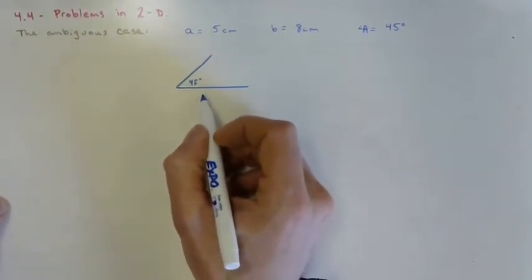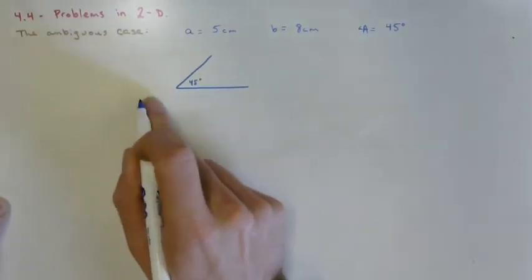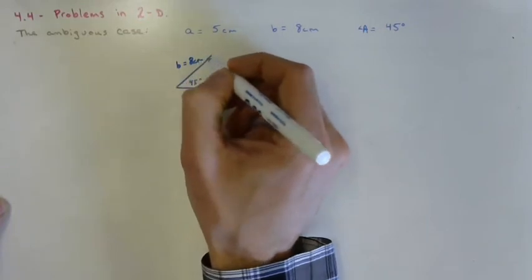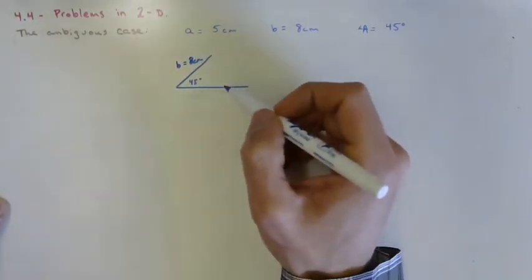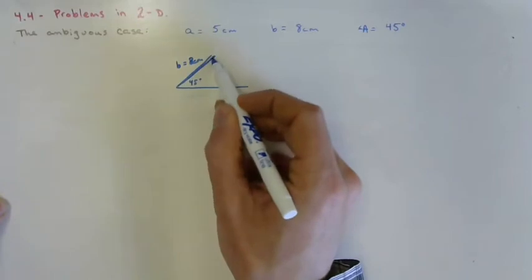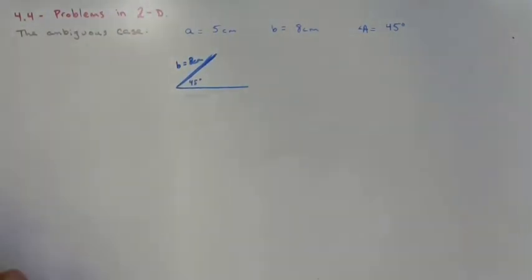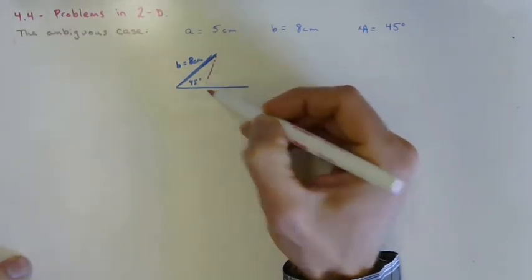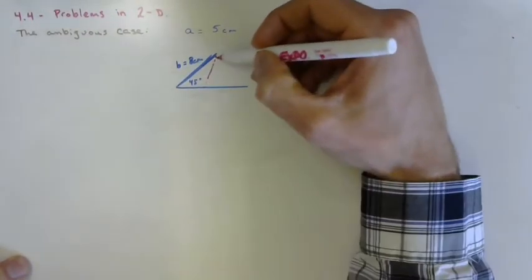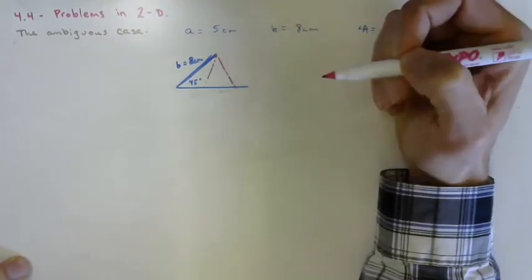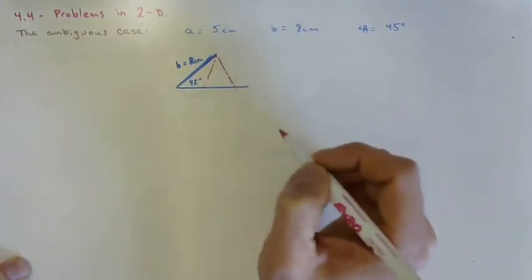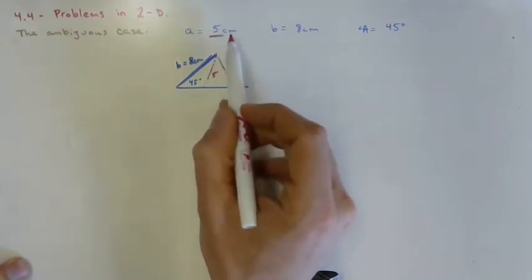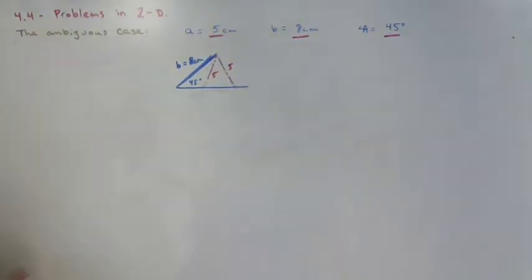So let's call this side B. We're going to call this side B equals 8 centimeters. And it turns out that, if I've done my drawing okay, which I probably haven't, there are actually 2 options for side A. Side A could be 5 centimeters going this way, or it could be 5 centimeters going this way. 2 different possible triangles that satisfy the qualities of having a 5 centimeter side, an 8 centimeter side, and a 45 degree angle.